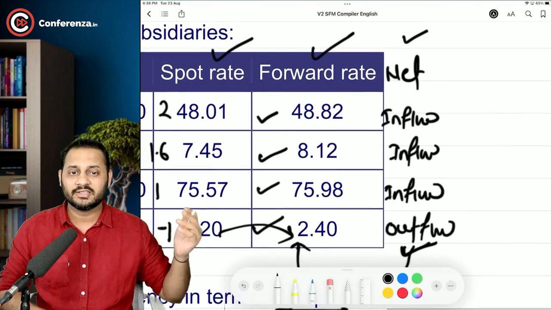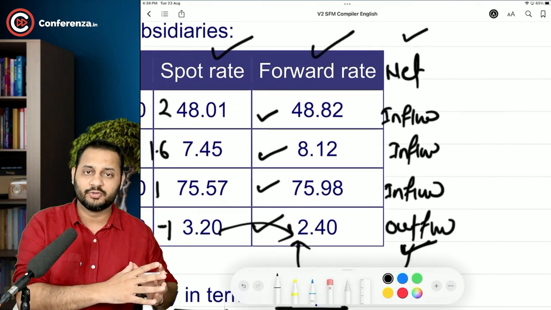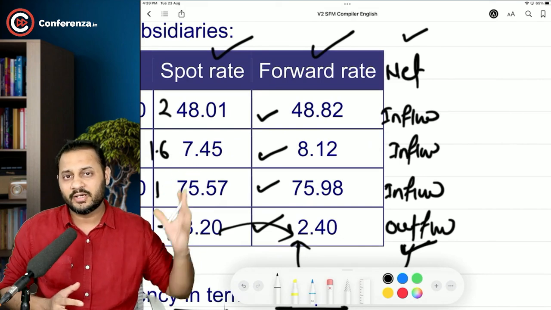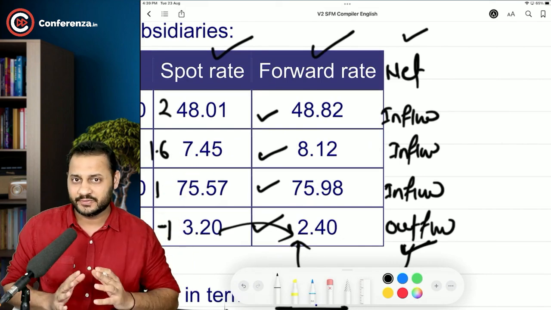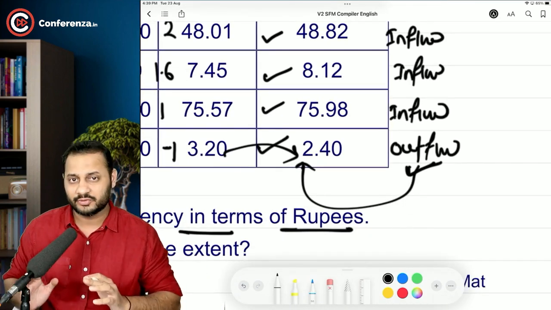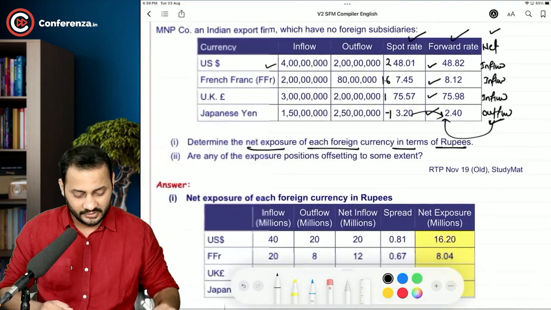But in all the other cases, the exposure was also an inflow, that's a good news, and the forward rates were also better, that's again a good news. So good news. But in the last case, bad news is getting compensated with a good news. You can consider it this way.